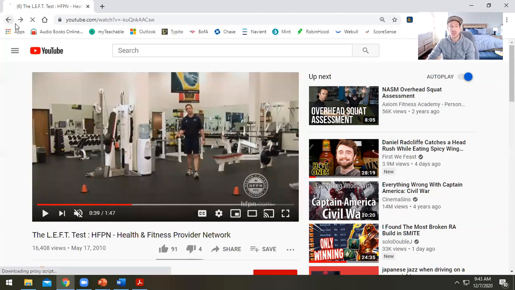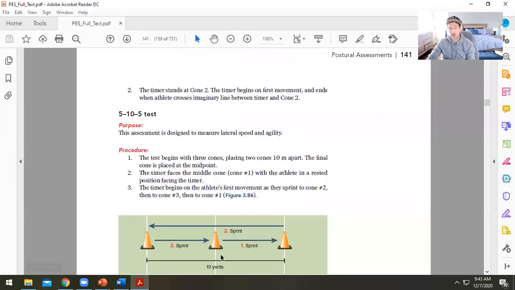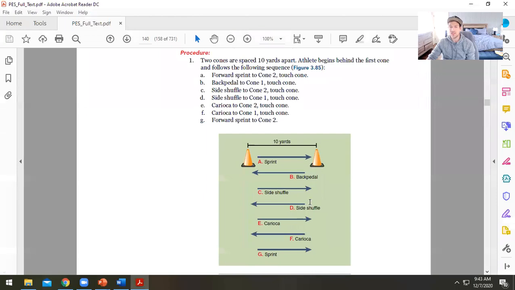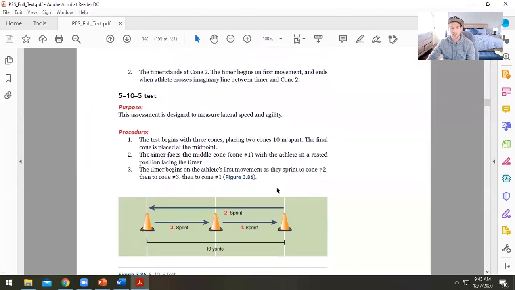So you start the timer, and you're just looking for improvements. How fast can somebody do that over time? That's a really great assessment. This one's pretty much applicable to anybody. The L test kind of applies to pretty much every sport out there.